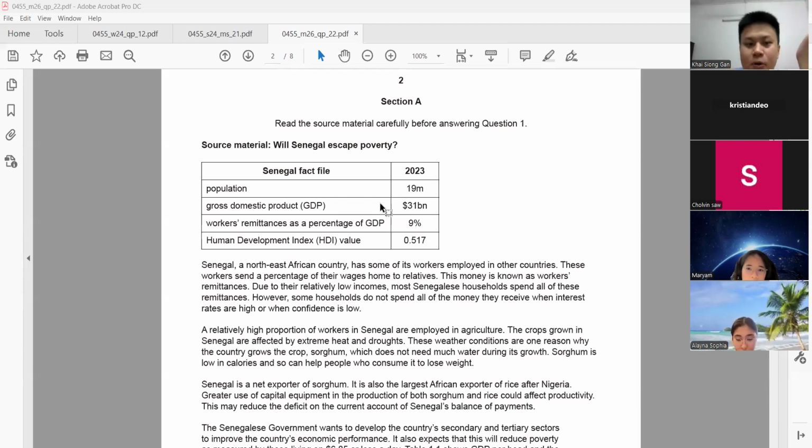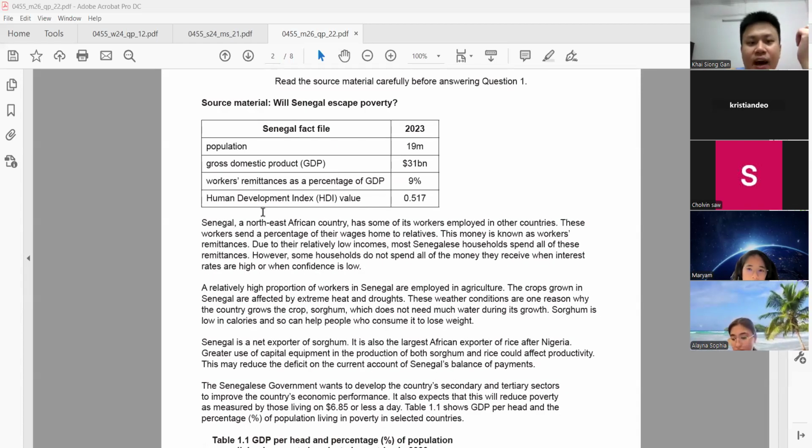You are being given a table over here. Let's read. Senegal, a Northeast African country, has some of its workers employed in other countries. These workers send a percentage of their wages home to relatives. They are sending money back home. This is called workers' remittance. You can highlight some keywords. Highlight keywords only. Don't highlight the whole paper.